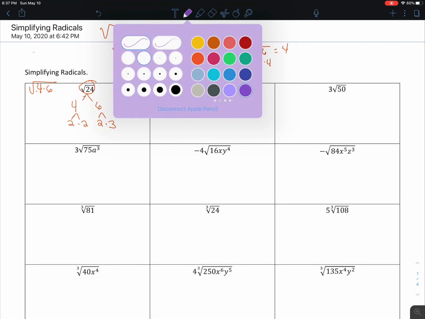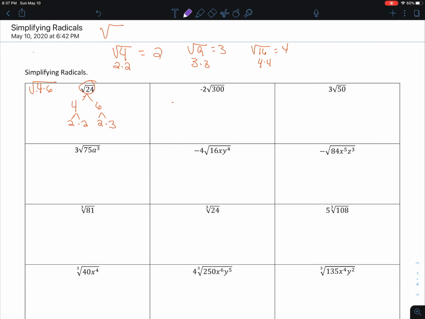If there are two of them, if it's a pair, it makes it a perfect square. So the pair is going to go out. This is like saying the square root of 4 times the square root of 6. Well, the square root of 4 is 2, and what's left is the square root of 6. Okay?